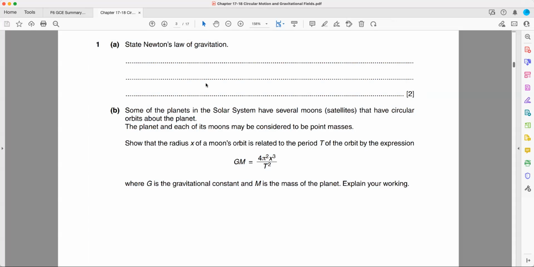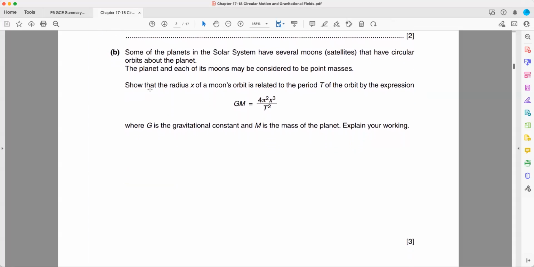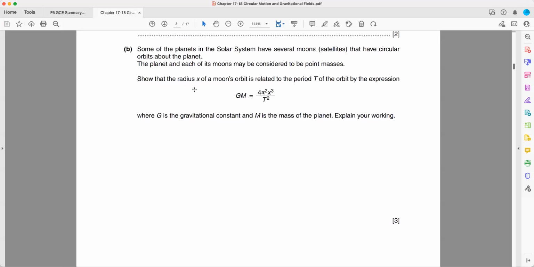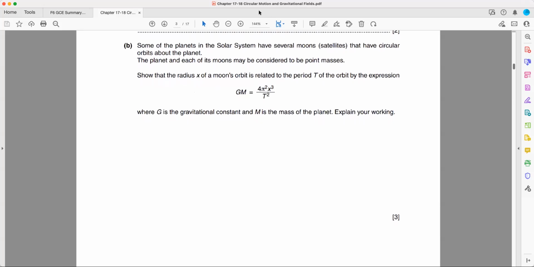You don't need to write down, don't waste time. Now part B, can you see that they ask you to show this formula yourself? That's why I have taught you how to derive this formula. If you don't know how to derive this formula, then you lost 3 marks. Although they use different symbols here.